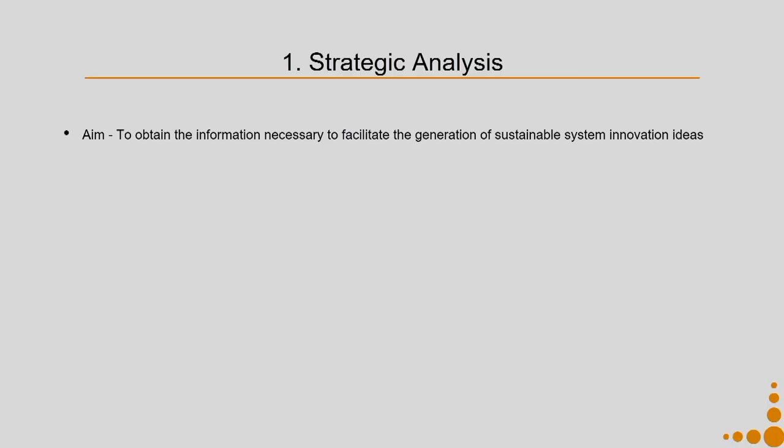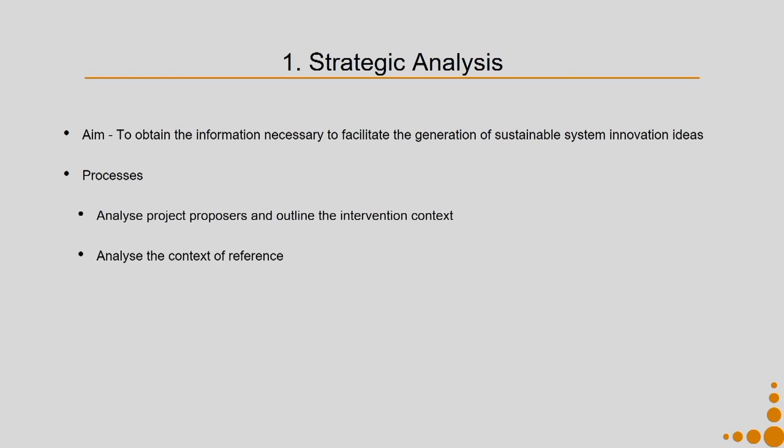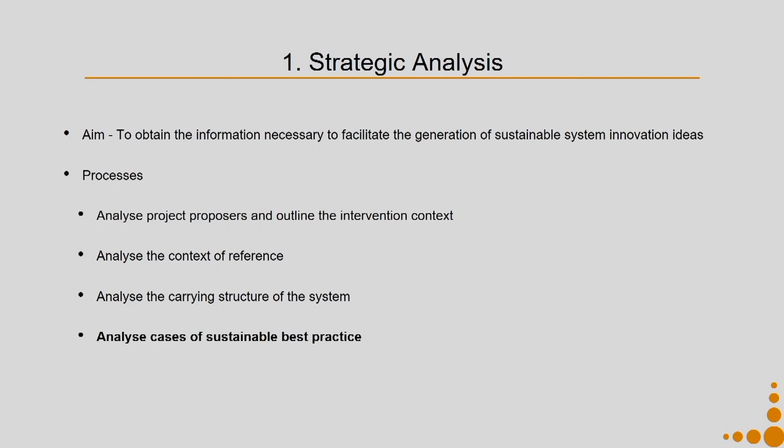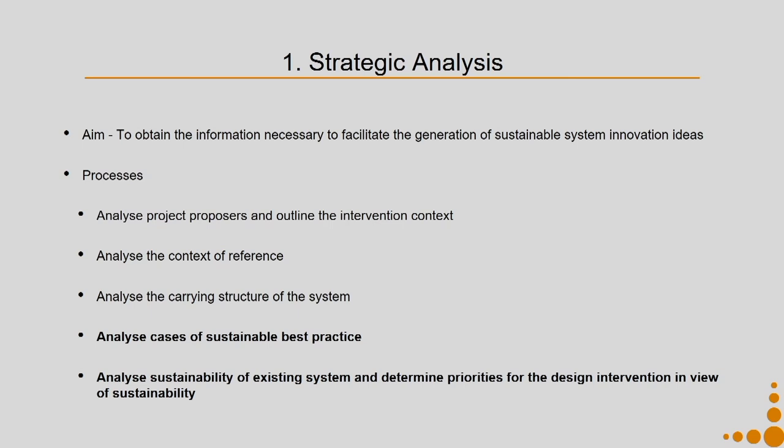So the key questions, we already discussed the key questions. So this brings us to an end of the strategic analysis for a context where we have a project promoter. The aim was to obtain information necessary to facilitate the generation of sustainable system innovation ideas. We had our process 1, which was analyze the project proposals and outline the intervention context, then analyze the context of reference, analyze the carrying structure of the system, analyze cases of sustainable best practices, analyze sustainability of existing system and determine priorities for the design intervention in view of sustainability. In case I do not have anything for this particular step, analyze cases of sustainable best practice, say nobody has done anything in that particular field, which is also a possibility, then I can also avoid that particular step.